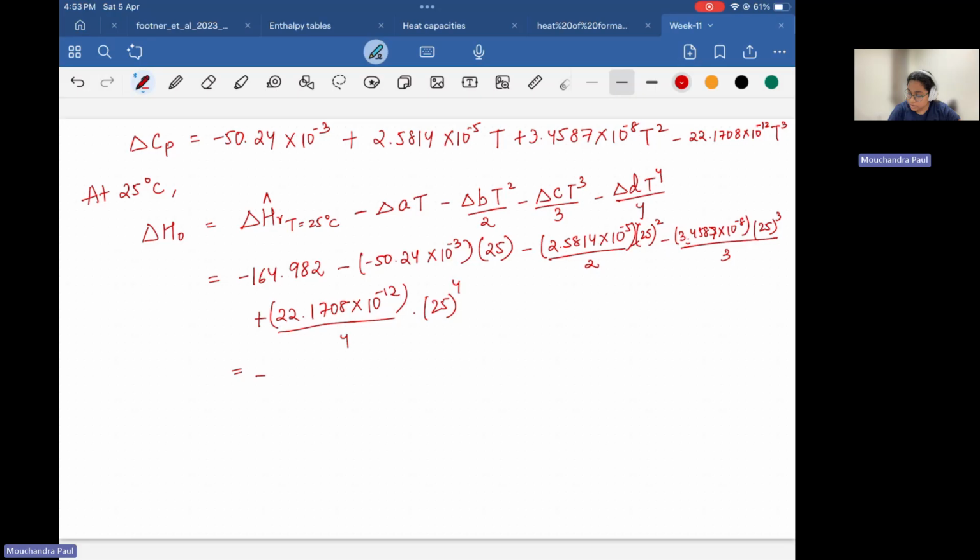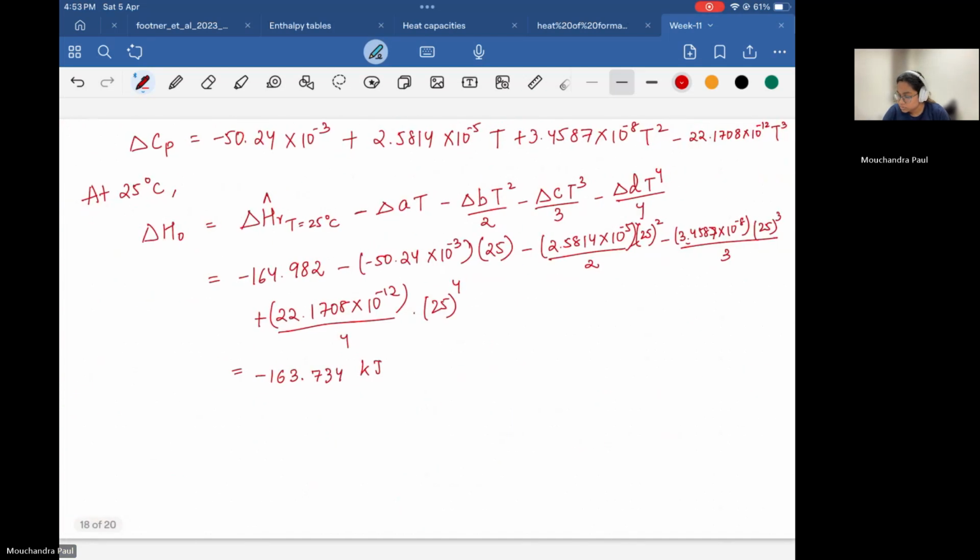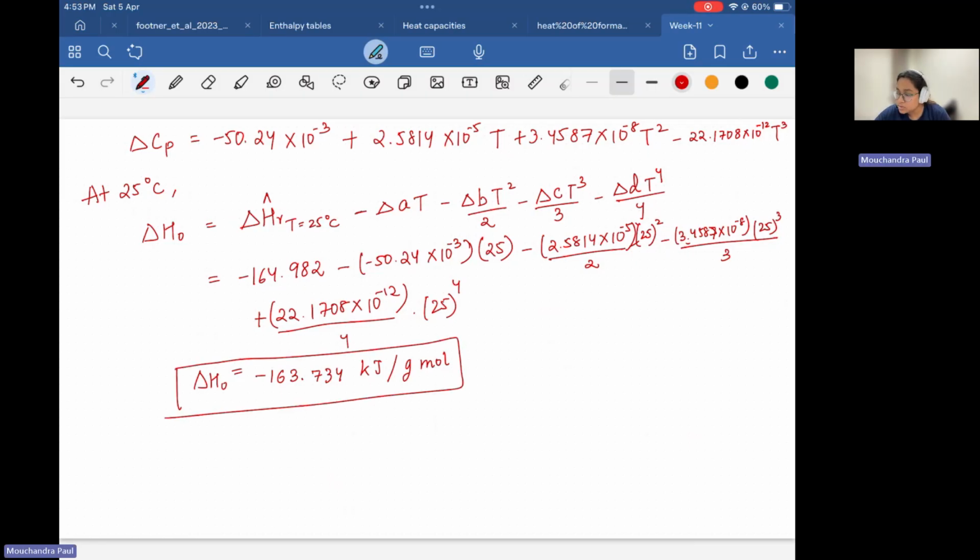So you should get close to 163.734, the units of kilojoule per gram mole. Yeah. Now you got the constant value.